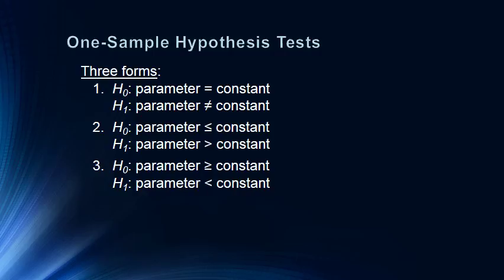There are three forms in a one sample hypothesis test. One, the null hypothesis is that the parameter is equal to the constant, and the alternate is that the parameter is not equal to the constant. Two, the null hypothesis is that the parameter is less than or equal to the constant, and the alternate hypothesis is that it's greater than the constant. Three, the null hypothesis is that the parameter is greater than or equal to the constant, and the alternate hypothesis is that the parameter is less than the constant. If you notice, the equality part of the hypothesis sign is always in the null hypothesis.